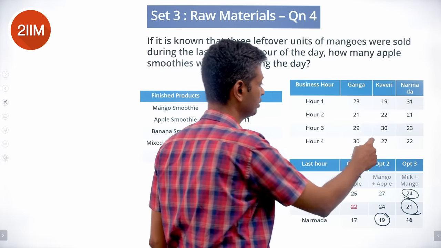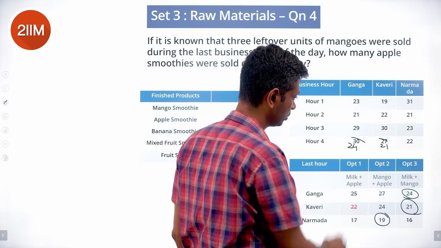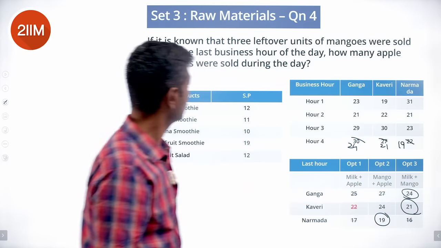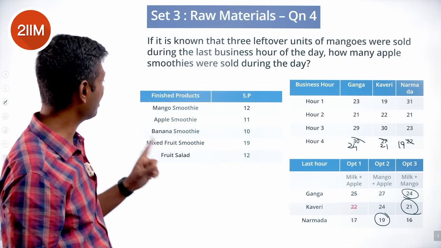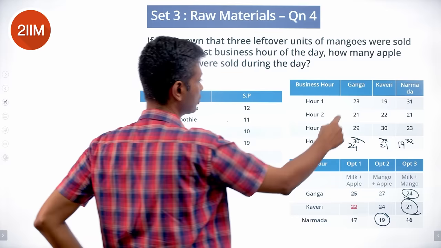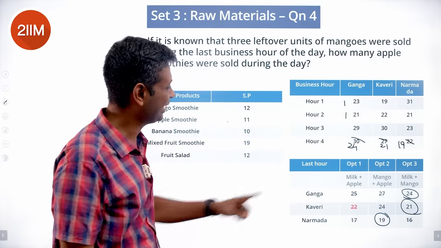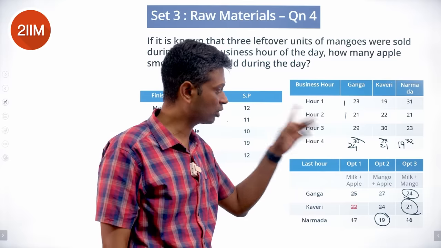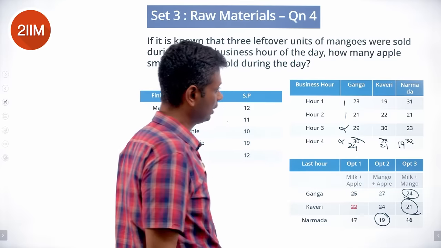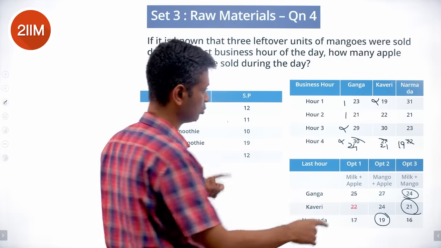So I'm going to modify this. Make this as 21. Make this as 24. Make this as 19. We want to find out how many apple smoothies were there. Apple smoothie is 11. So there's definitely one apple smoothie here, 11 plus 12. One apple smoothie here, 11 plus 10. This is 19 plus 10, no apple smoothie. 12 plus 12, no apple smoothie. None here, none here. 19, no apple smoothie. 22 is 10 plus 12, no apple smoothie.